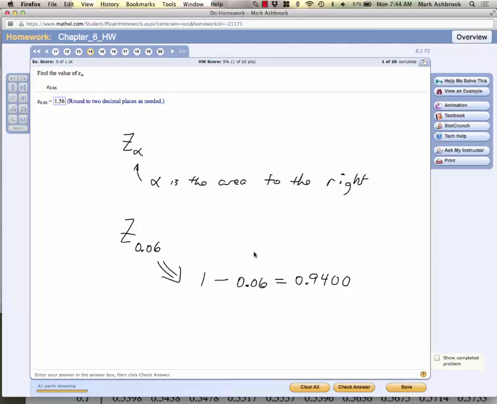Okay, so let's see here. Two decimal places as needed. So my only possibility is 1.55. Okay, good. So remember the z alpha notation: you're finding the z-score whose area is your alpha, and that alpha area is to the right of the z-score that you want.